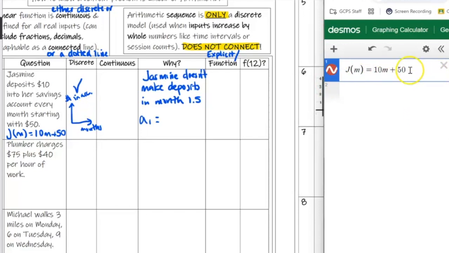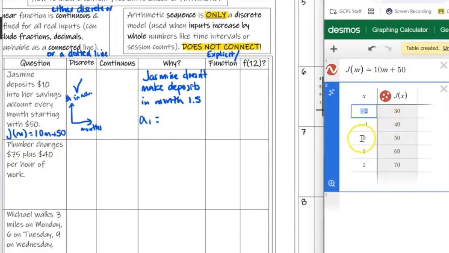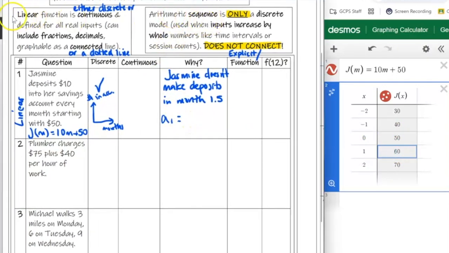So this is my function, right? I'm going to make it a table so I can see, because I'm looking for my first term, not my 0 term, which is my y-intercept, but my very first term, which is 60. So that's the big difference between arithmetic sequence and linear.